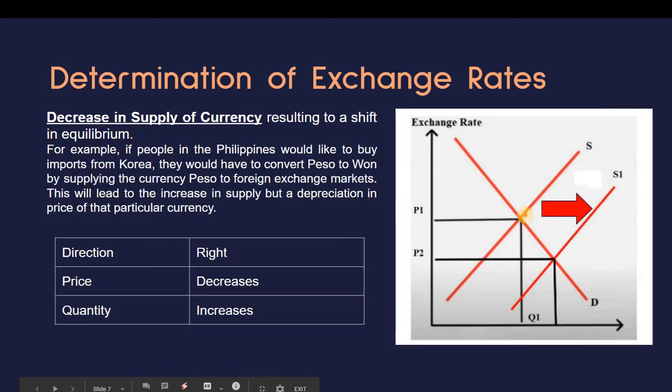So balikan ko lang mabilis, ano? Decrease in supply of currency, direction is right, the price decreases. Kasi nakita ninyo, no? From here, nag-move siya pababa. So ito na yung price niya. But the quantity increases. Okay? So from the quantity point here, it has moved here. But it's not good because it means that there's higher quantity because no one wants to buy it, or there's lesser people who would want to get the currency or avail the currency.